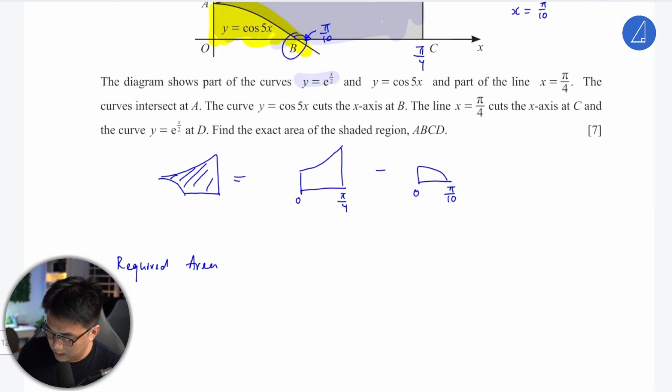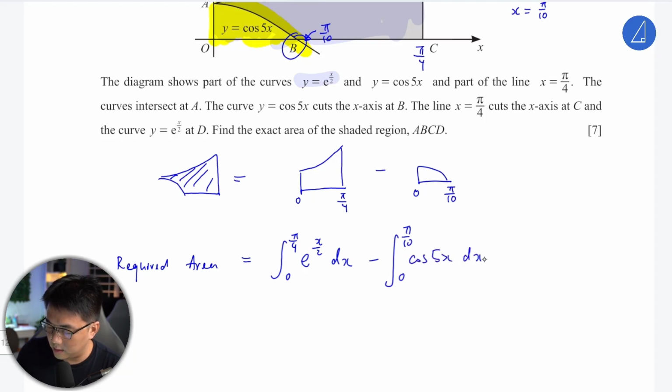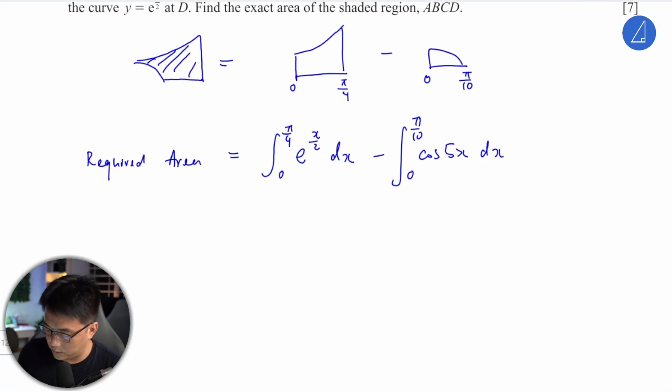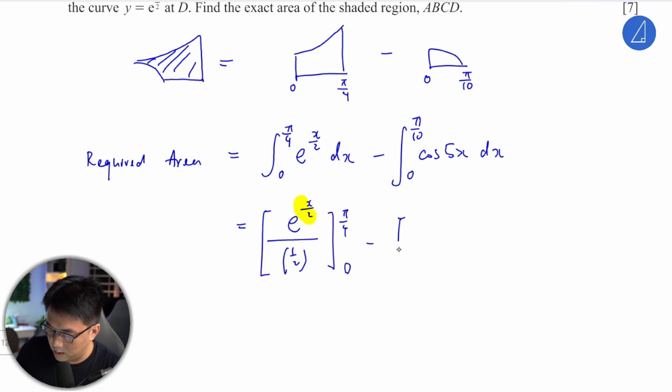Great. So in this case, the required area will be the integral from 0 to pi over 4 of e to the power half x dx, minus the integral from 0 to pi over 10 of cosine 5x dx. That's what we could do. Then integrating this shouldn't be an issue, just e to the half x divided by the coefficient of x, which is half. Remember to divide by the coefficient of x, which is half. Then this will be from pi over 4 to 0. Then integrating cosine 5x will be sine 5x divided by 5, from pi over 10 to 0.